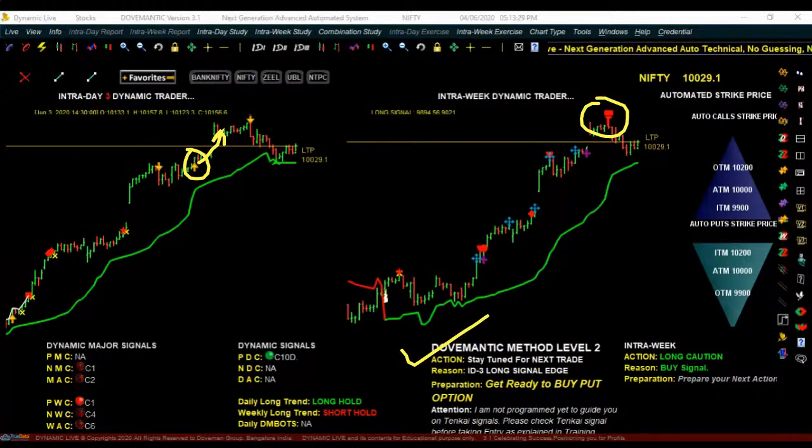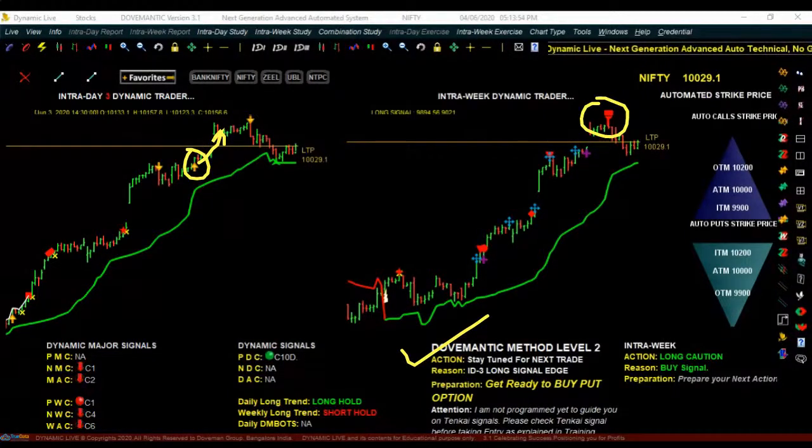So once I sold, my capital is back. I got back my capital, plus I have a 61 points profit in my hand. 61 into 75, because the lot size of Nifty is 75. It is literally more than 4,250 rupees profit on this particular trade. But with this profit, what I'll do is reinvest part of it.